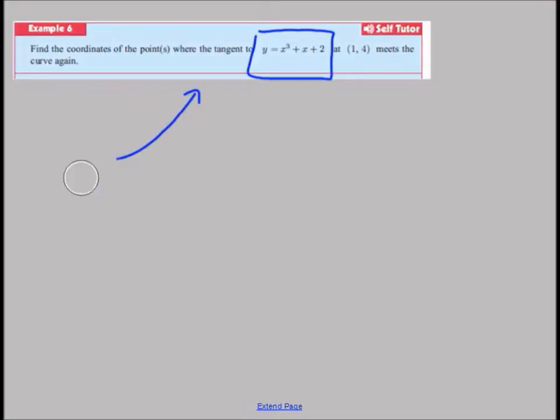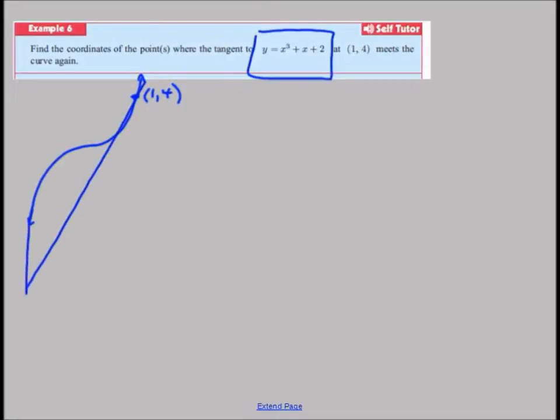So we're going to need to know the equation of that tangent. So let's draw this a little more like what it actually looks like. 1, 4 was somewhere up here. So we're looking for where that tangent line meets the graph again. So something like that. So we need the equation of the tangent line.